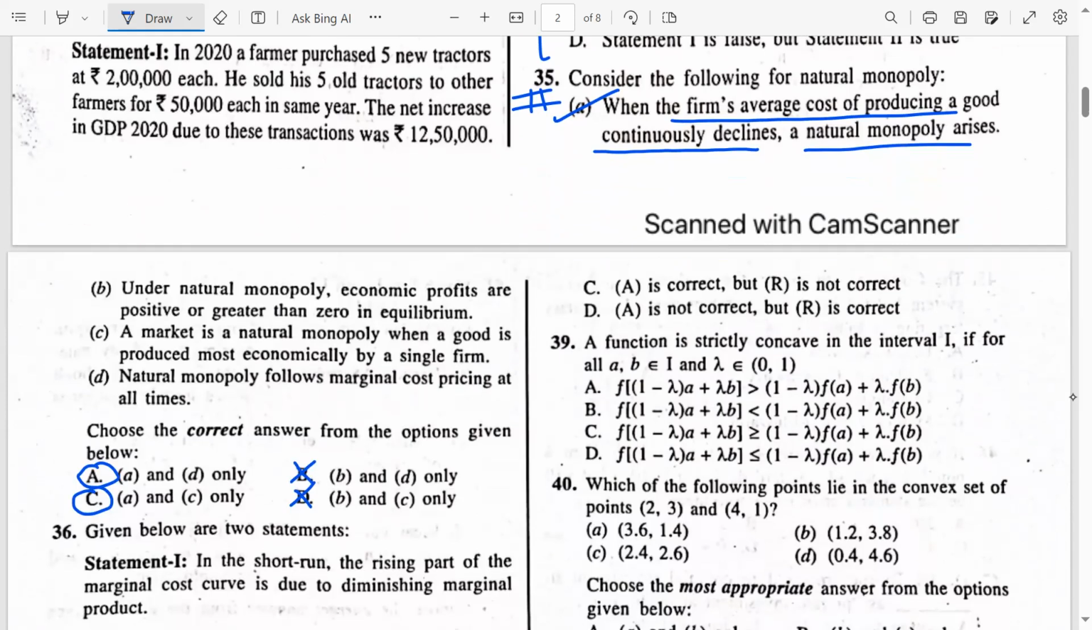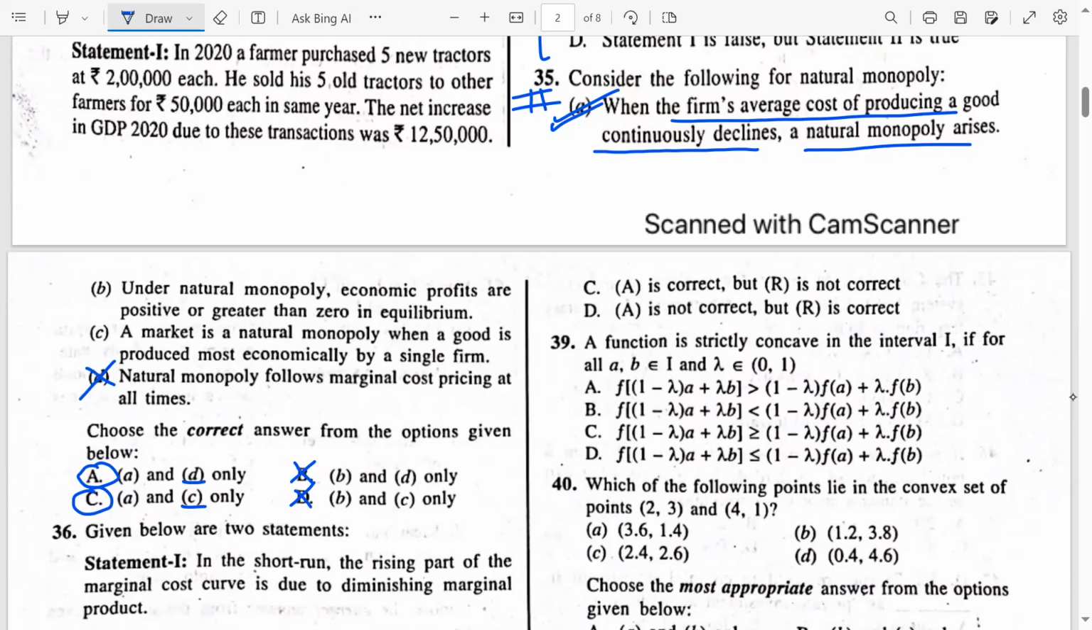Remember, in the MCQs, we also need to do smart work. You don't need to look at all the parts. We also need to save on time when cracking these MCQs. So we know that A is the correct option. So I don't need to look at option B and D, because B and D don't contain A. That means we need to check if B or C is correct. Now look at C. A market is a natural monopoly when a good is produced most economically by a single firm, and natural monopolies follow marginal cost pricing at all times. B is wrong.